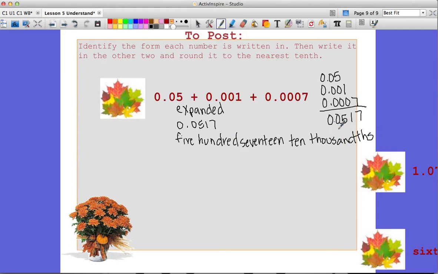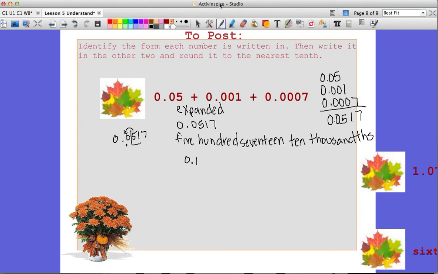And then I would round it to the tens place. So I can do that off to the side. My 0 is in the tens place. The 5 tells the 0 to round up. So this would round to 0 1/10. So all of this is what I would need to post on Edmodo.